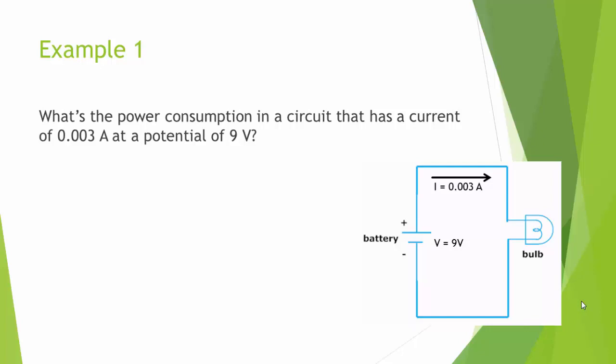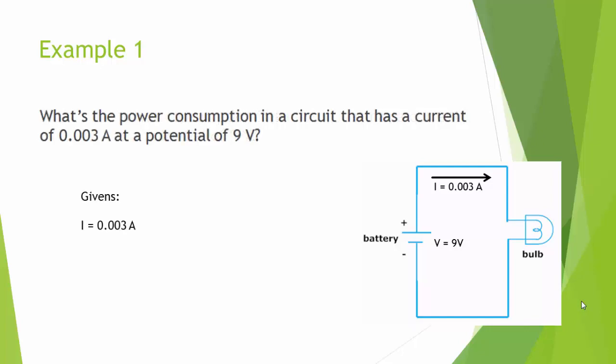So our question associated with this circuit might be, what's the power consumption in a circuit that has a current of 0.003 amps at a potential of 9 volts? And our first step then is to identify the givens. We've got to know that current is I. So I equals 0.003 amps. We've got to know that the symbol for potential is V. And once we do that, V equals 9 volts. We've now completed the G in our GESS process.